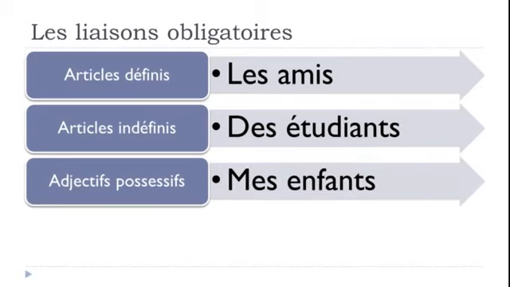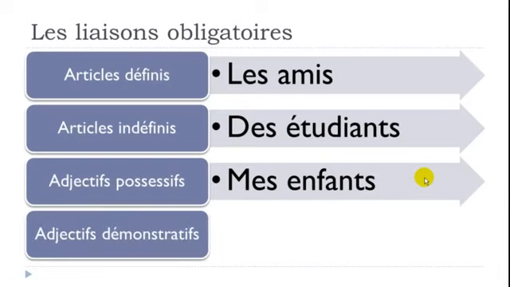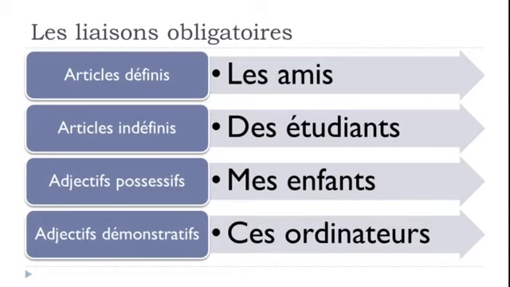Another possibility is les adjectifs possessifs, when you say my, your, etc. In that case, my children, it should be plural because children is plural, so it goes like that, ending with s. Enfants starts with a vowel, so you should make the liaison: mes enfants, mes enfants.